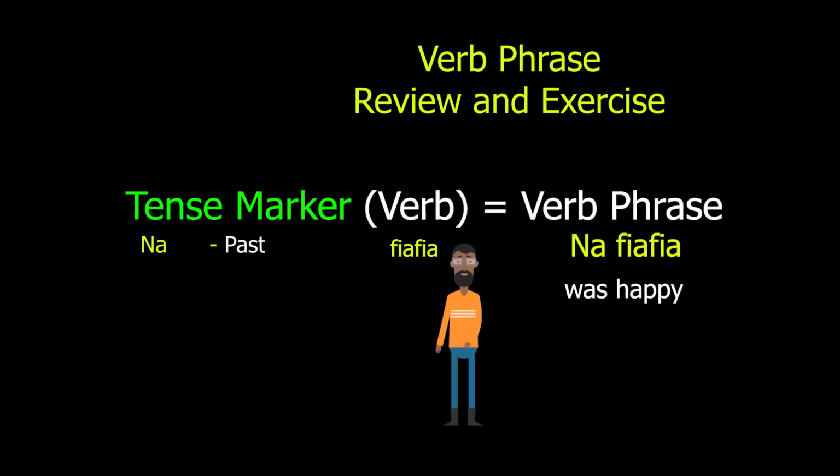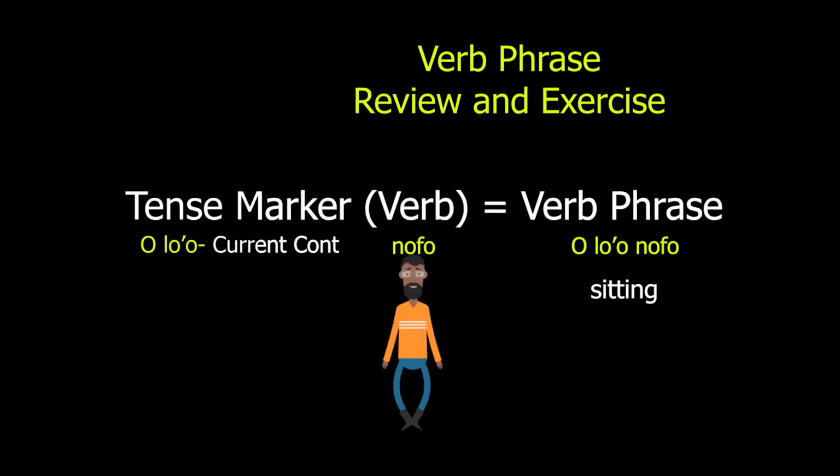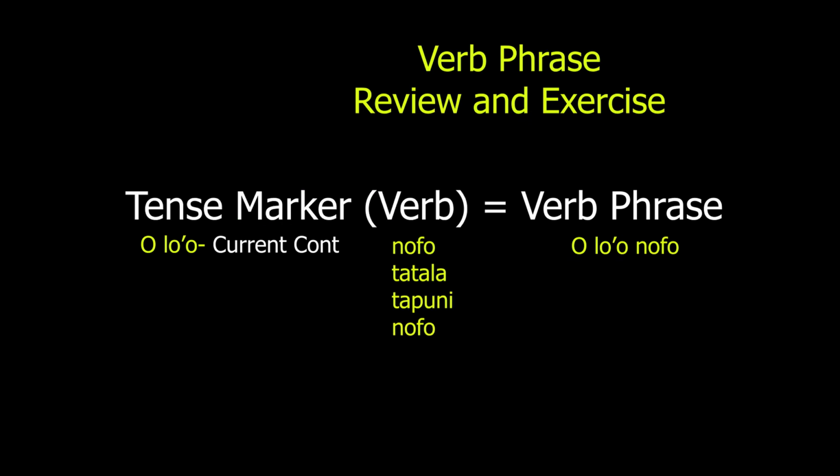So if I was happy, then you connect a past tense marker like na with fia fia. Na fia fia. If I'm sitting, I attach a current continuous marker, olo'o, with sit or nofo, olo'o nofo. So here's your exercise. Learn about 20 action words: open, close, sit, stand, talk, and walk. Also learn your tense markers.